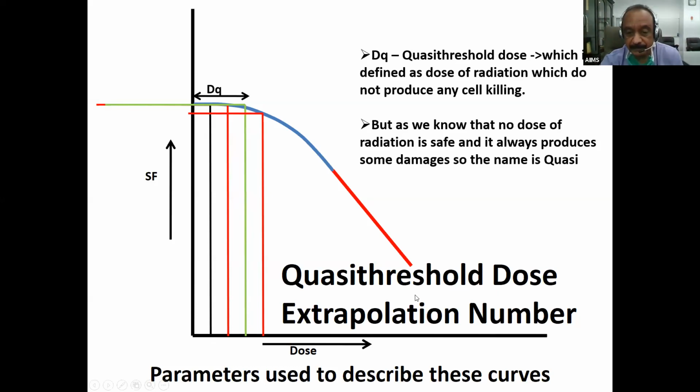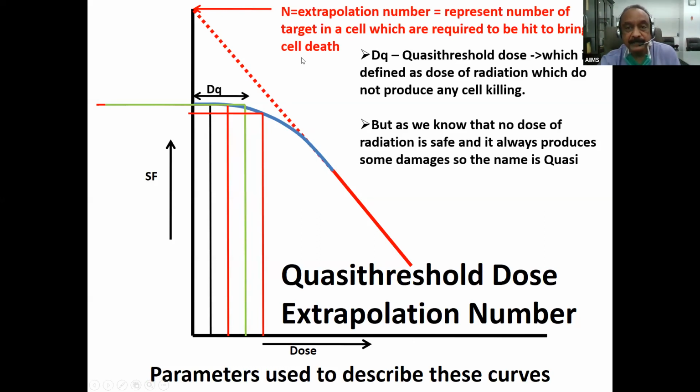Now what is the extrapolation number? If you extrapolate back the terminal portion of the cell survival curve, where it meets the survival fraction axis, it gives you the extrapolation number, which is denoted with N. So N basically is known as the extrapolation number. And in fact, this represents the number of targets in the cell which are required to be hit to bring about cell death.